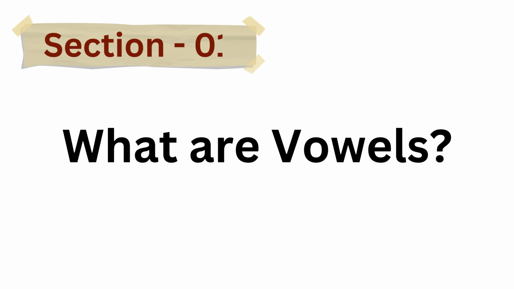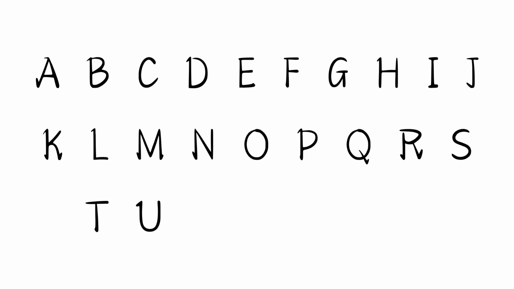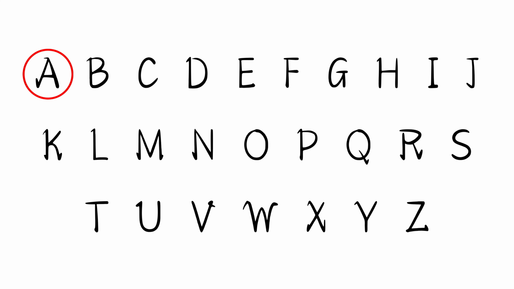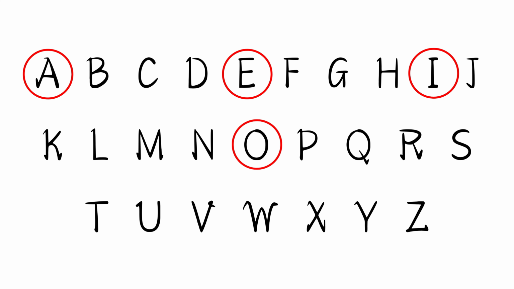Section 1. What are vowels? First, let's talk about vowels. Vowels are the letters that help us make sounds in words. In English, there are 5 main vowels: A, E, I, O, U.